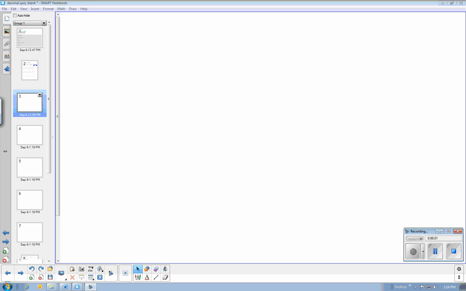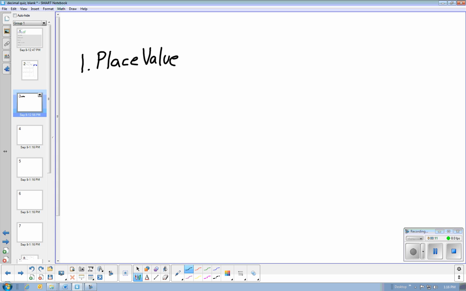We're going to take a look at rounding right now. With rounding, there are two things that you need to know. One is you need to know place value. That way you know what's being asked if they say round to the nearest tenths position. The second thing is you need to know when to round up and when to round down.